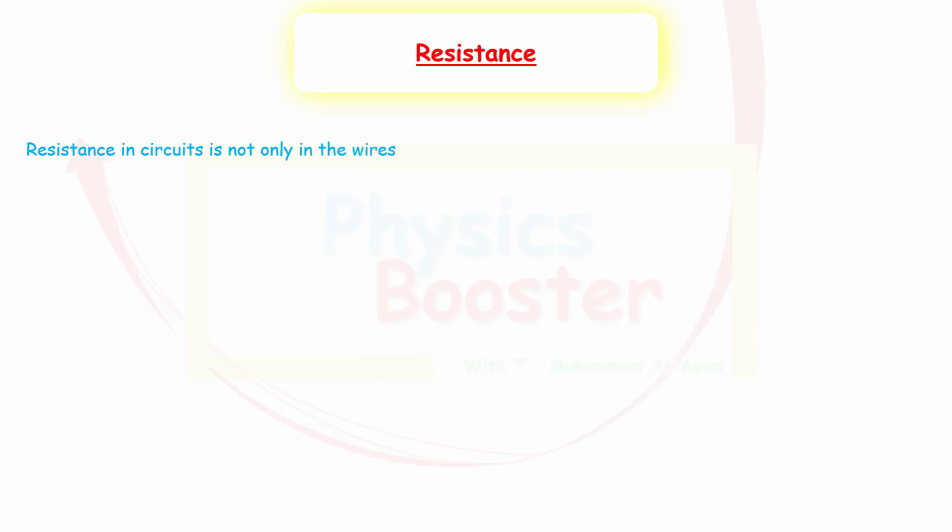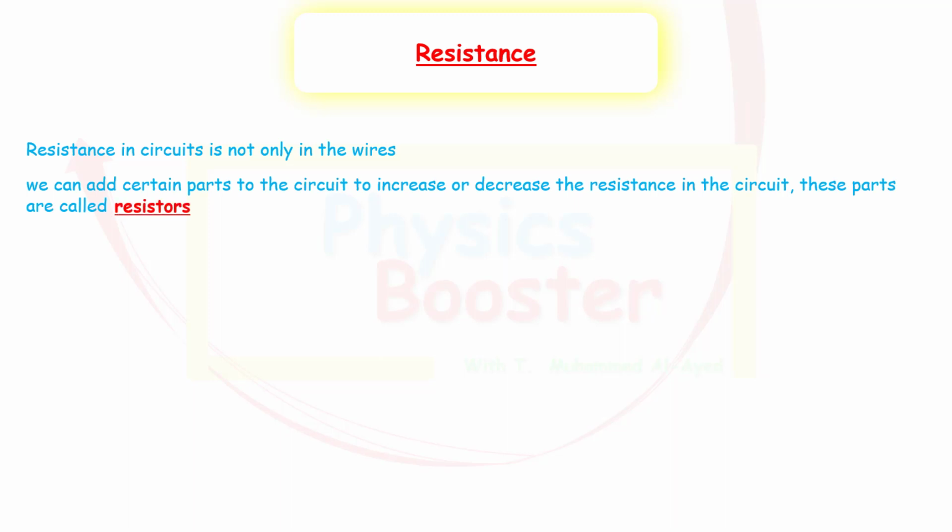Actually, the resistance in circuits is not only inside the wires. We can find resistance in other locations. We can add certain parts to the circuits to increase the resistance in the circuit. These parts are called resistors. We can control the resistance inside the circuit by adding resistors.